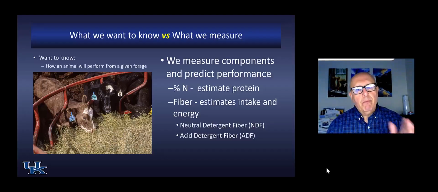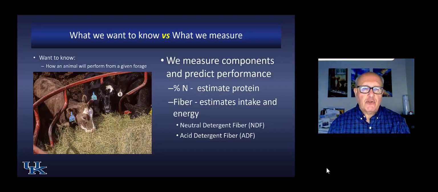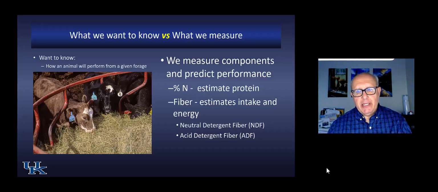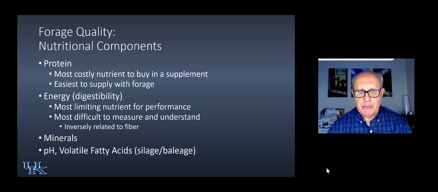For example, we will measure percent nitrogen and estimate protein from the general proportion of nitrogen within protein that we find in plants. We measure fiber, and then we estimate intake and energy from fiber. And here's the first time you've seen these two terms, neutral detergent fiber, or NDF, and the subset of neutral detergent fiber called acid detergent fiber, or ADF, and we will talk a great deal more about these.